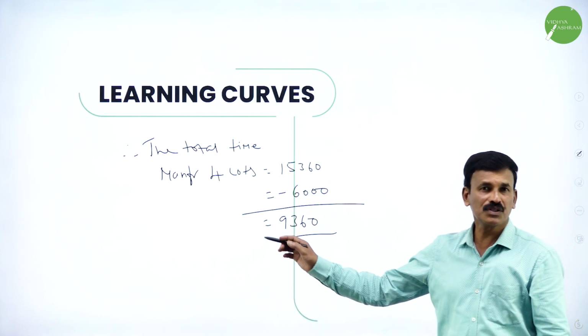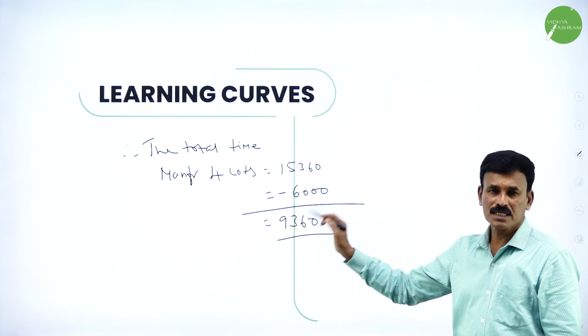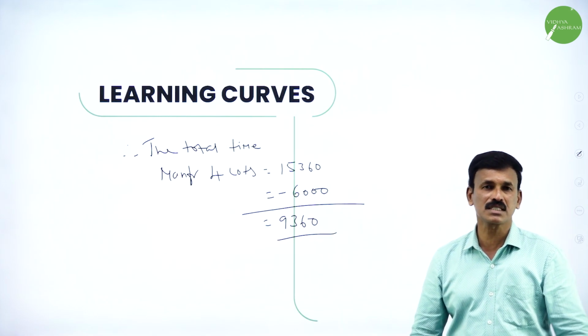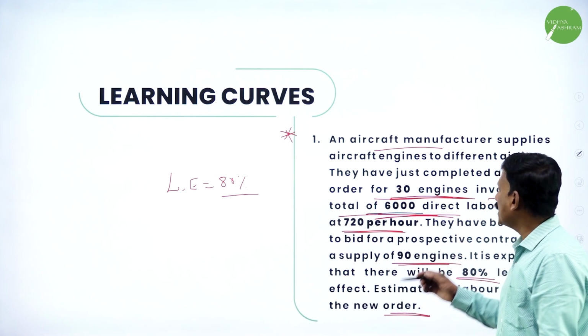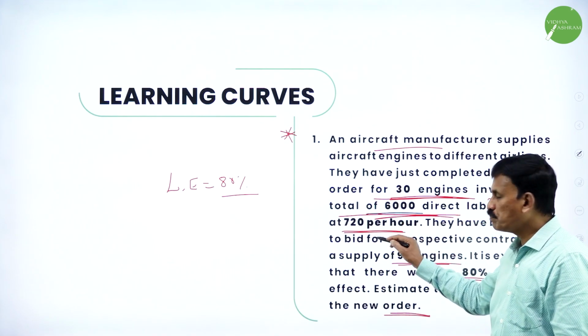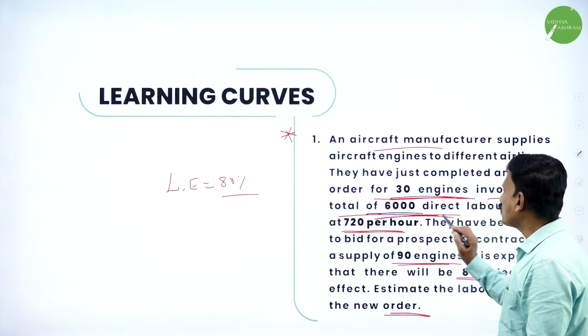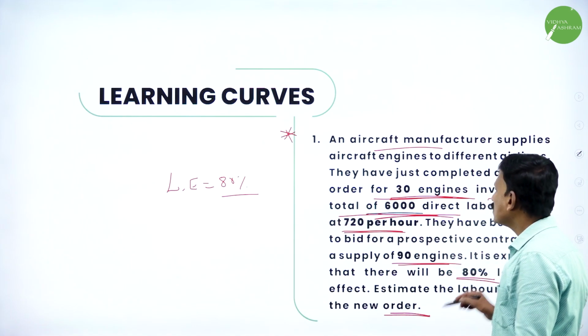9,360. So, therefore, the time taken to manufacture 4 lots is 9,360. Now, calculate the cost. That's it. Okay. Now, just calculate at rupees 20, not 720. It is rupees 20 per hour. So, at rupees 20 per hour.